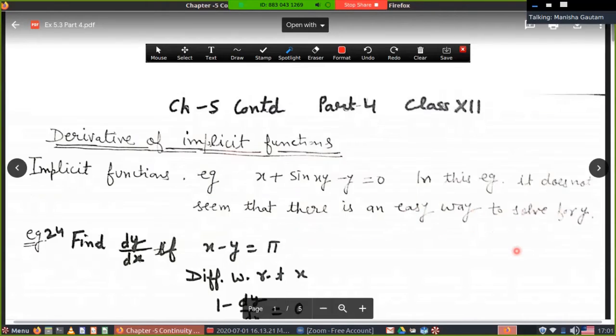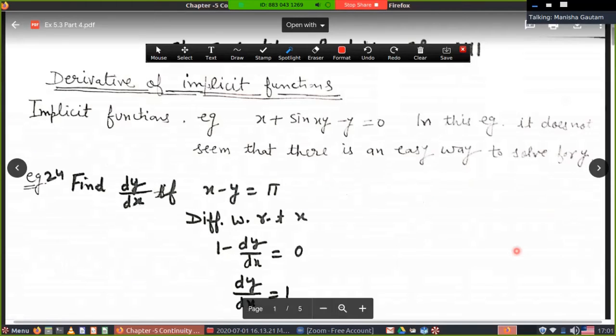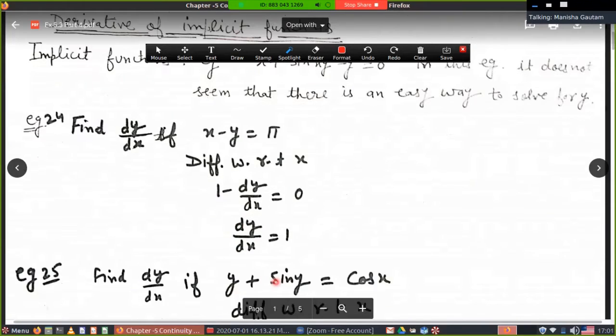Now the question is here. First I will do a question on an explicit function. You can do it very easily. If the function is given as x minus y equal to pi, pi is a constant term here. Now if you differentiate with respect to x, the derivative of x is 1, y can be written as dy/dx, and the derivative of a constant is 0. So dy/dx is equal to 1.